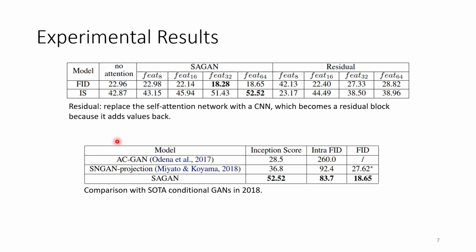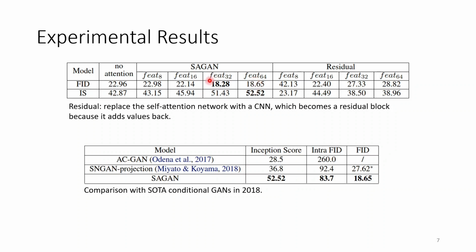And let's see their experimental results. Okay, so this is the SAGAN, their proposed method. And you can see this is a feature map of 8 by 8 pixels, 16 by 16, 32 by 32, 64 by 64, because they want to generate an image of the resolution 128 square. So these are different upsampling steps.